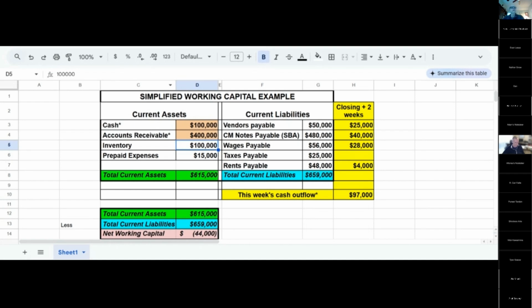So cash is king. Am I correct? Yeah, cash is king. In the land of the blind, the one-eyed man is king. It's one of my old boss's sayings. Let me get back to the presentation.